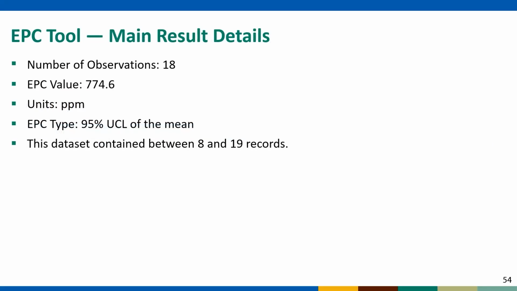After importing our data, the following are the main results of the EPC tool. The number of observations is 18. The EPC value is 774.6. The units are all in parts per million. The recommended EPC type is a 95% UCL of the mean, and this data set contains between 8 and 19 records.